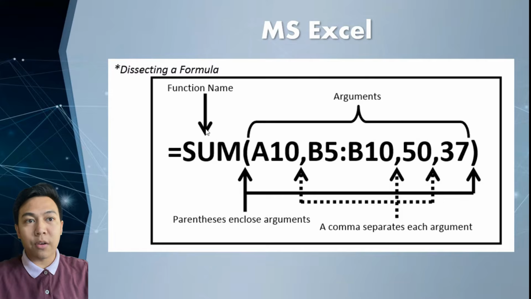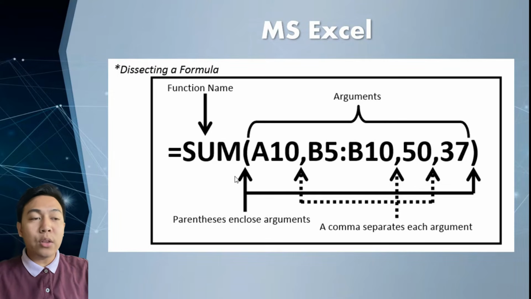This is your function name. A10 is what we call our cell reference. So any value that is placed in A10 will be added. We also have B5 to B10. That is your cell range, or what we call our ranges. You also have 50 and 37 as your numeric constants.